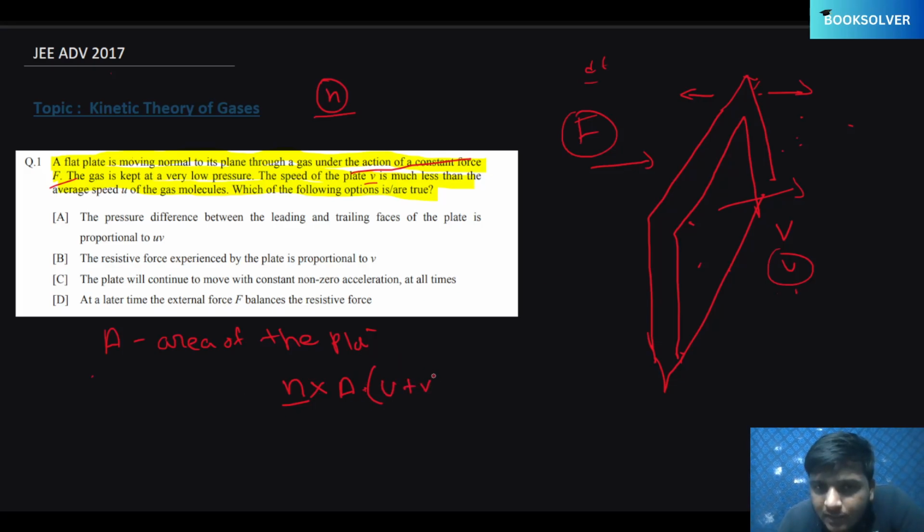(u plus v). We have to consider the particles which are coming towards our plate here, so (u plus v) dt. But as I said, we only have to consider the particles which are coming to our plate here. So we will take a half here, so that n by 2 particles are coming towards it and n by 2 particles are moving away from it. So this is the number of particles here.